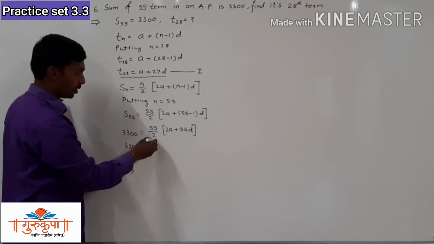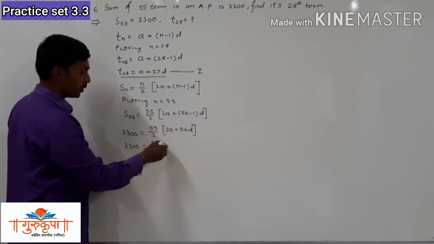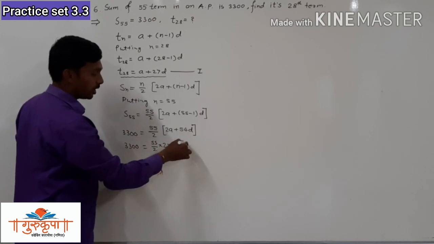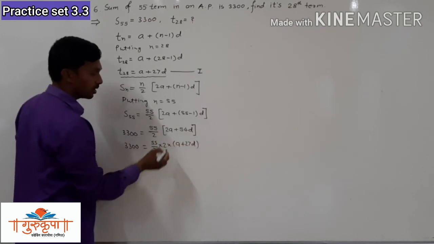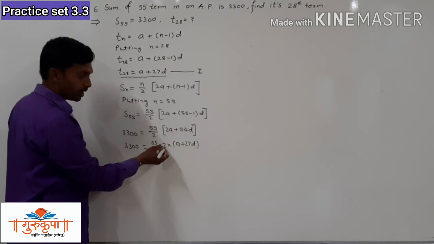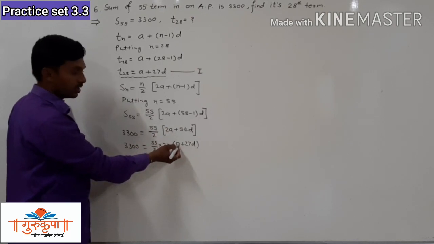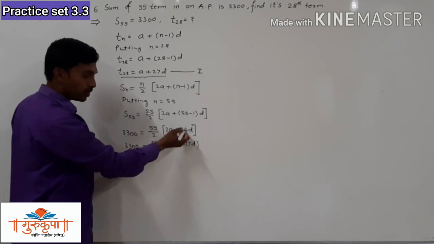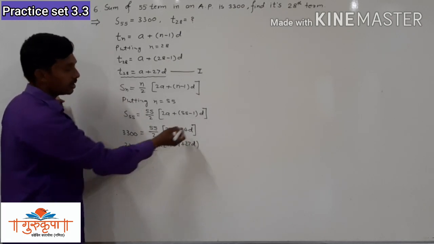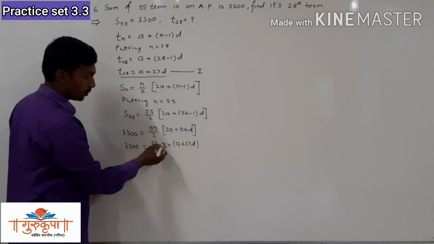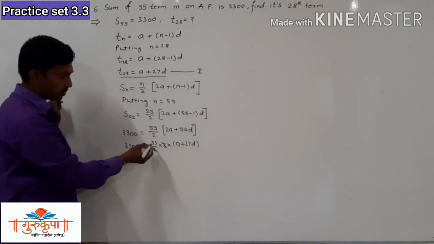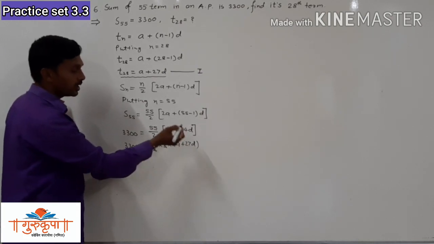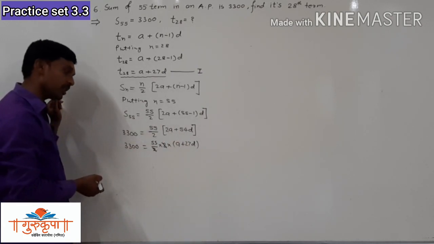This is 55 upon 2 as it is, multiplied by 2 is taken common from this bracket. Since into the bracket a plus 27d is remaining, we have 2a, 2 is taken common, so only a is remaining here. Plus we have 54, 2 is taken common, so divide this 54 by 2, we have 27 there, d as it is. Now this 2 gets cancelled, and once we transfer this 55 to the LHS, we will easily get the value of a plus 27d.